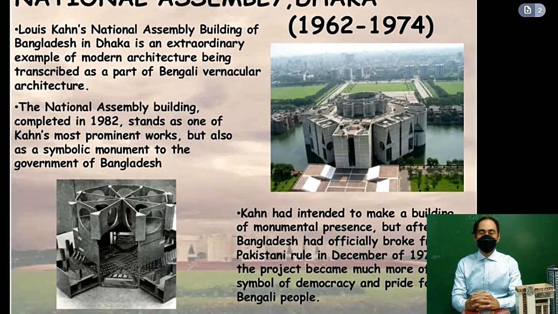Here is Louis Kahn's National Assembly, Dhaka. Octagonal in plan. On top view you can see this octagonal shaped building. Kahn had intended to make a building of monumental presence, but after Bangladesh officially broke from Pakistani rule in December 1971, the project became much more of a symbol of democracy and pride for the Bengali people.